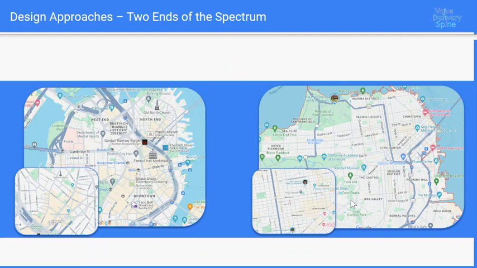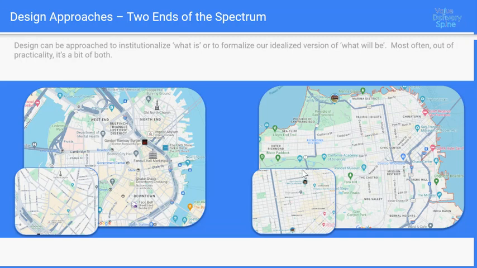Now, I have these pictures of these two cities because they demonstrate something that's really crucial to design, something you need to decide what you're going to do when you come into it. When you're designing, you're institutionalizing a set of activities.